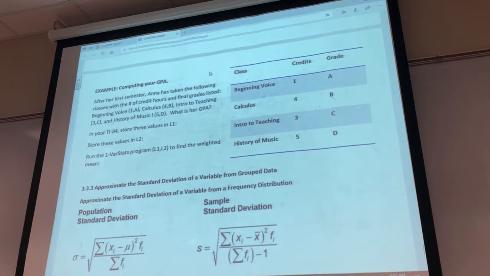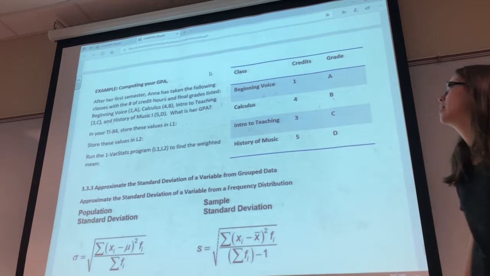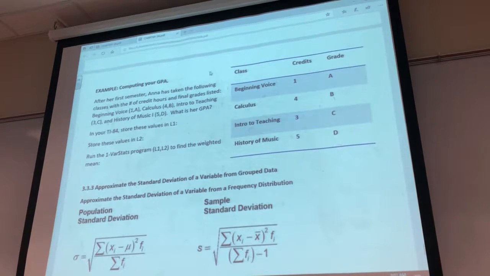So we're going to finish up with this last example of computing your GPA, and then we'll move on and talk about 3, 4, 3, 5. Or we might do some. No, I can't read my notes, so.